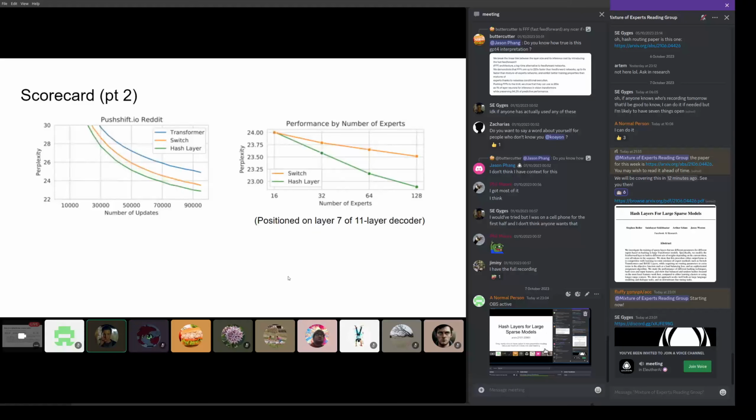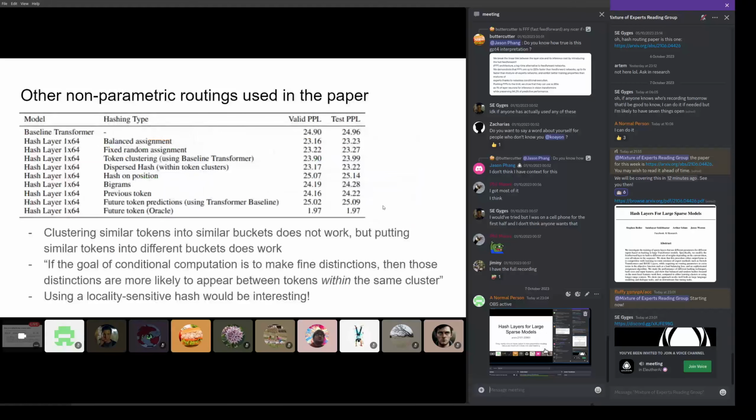These are their nice loss curves that show that hash is better. Or, sorry, perplexity here, and perplexity by number of experts on layer 7 of the 7-layer decoder. The other non-parametric routings they did were all done with 1 times 64. So one expert layer with 64 experts. I think that there is probably a fundamentally different case between having a single layer and having multiple layers. So one of the things that seems underexplored is the 5x16 configuration they had. So you have 5 layers with 16 experts apiece. Those actually seemed more interesting, so that seems underexplored.